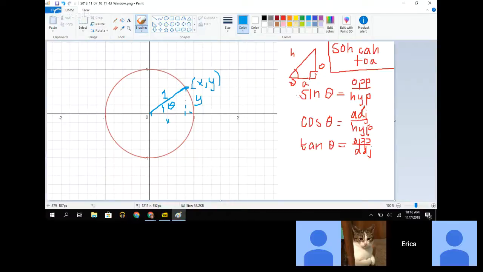All right, if I asked you what the sine of theta is, okay, the sine of theta is the opposite over the hypotenuse. My opposite side is y, and what's my hypotenuse? It's 1, right? So y equals the sine of theta on a unit circle.